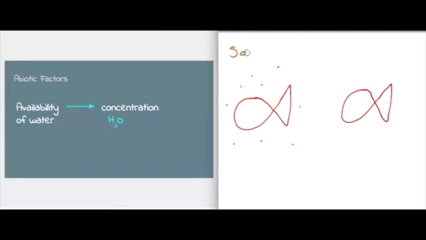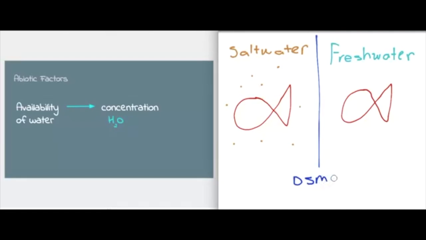So on the left-hand side, this fish is living in a saltwater environment. The dots represent the salt within the water. The fish that I've drawn on the right-hand side lives in a freshwater environment. The way that these fish regulate the salt and water moving into and out of their bodies is through a process called osmosis, where water moves from an area of high concentration to an area of low concentration of water.